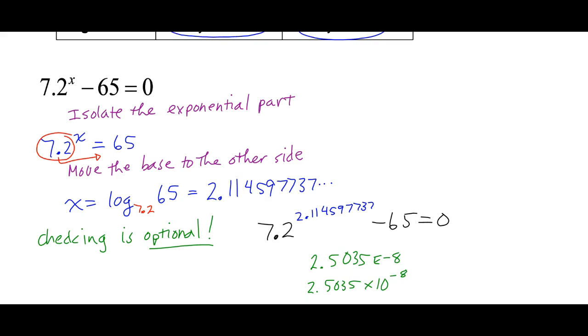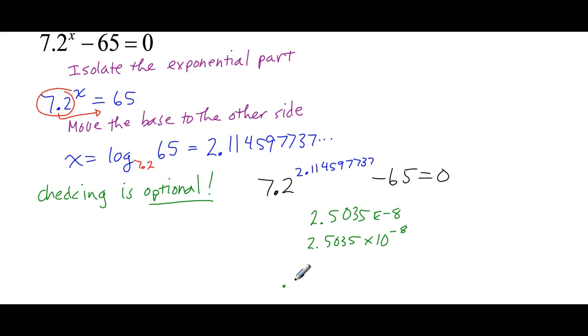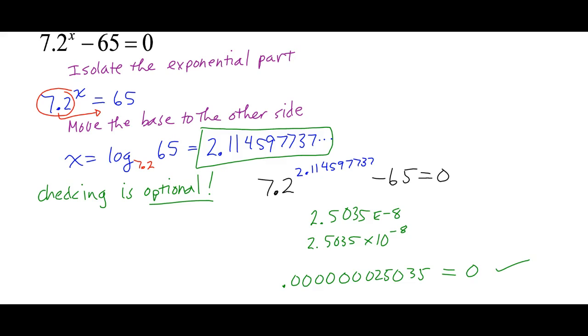It's scientific notation. And what that means is 0.000000025035. Let me make sure I got the right number there. 1, 2, 3, 4, 5, 6, 7. Yes, I do. And is that equal to 0? Well, not exactly equal to 0, but since this has been rounded off and we're using a decimal, a close approximation for the answer, that counts as a check. That verifies that, yeah, that's got to be right. If it wasn't right, if you'd made some mistake somewhere, it wouldn't have been anywhere near that close at all.